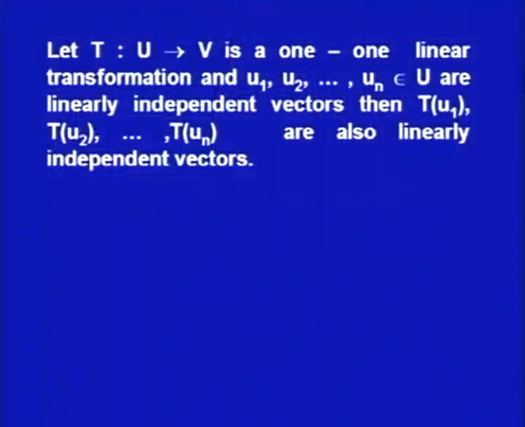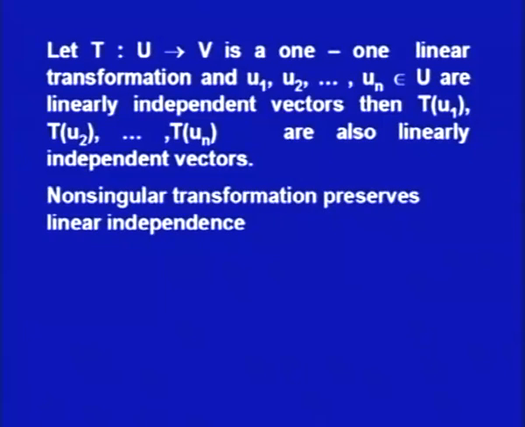Now if T is a linear transformation from U into V, it is a 1-1 linear transformation, and the vectors u1, u2, un belonging to U are linearly independent vectors, then their images Tu1, Tu2, Tun are also linearly independent vectors. This is a result which we have proved in my earlier lectures. Now we will make use of this, and then we can say that a non-singular transformation preserves linear independence.